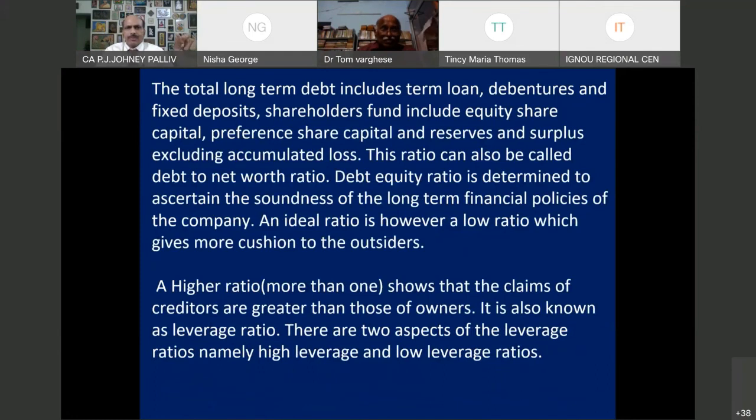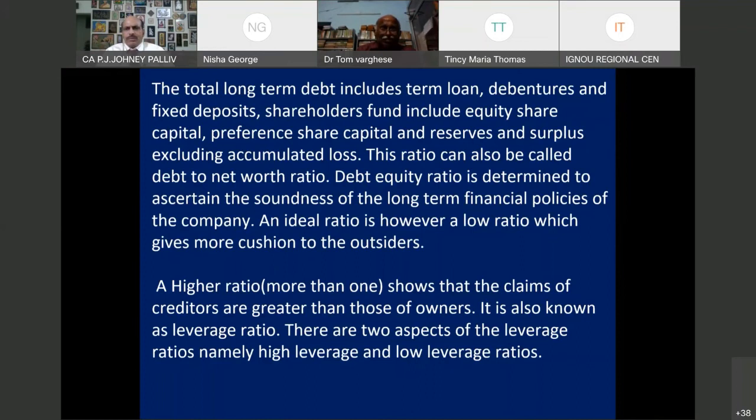Therefore, the debentures and fixed deposits, term loan; shareholders funds include the equity share capital, preference share capital, and reserves and surplus, excluding accumulated loss. So total long term debts includes term loan, debentures, fixed deposits; shareholders funds include equity share capital, preference share capital, reserves and surplus. Accumulated loss will come in the asset side of the balance sheet. This ratio can be called debt to net worth ratio.